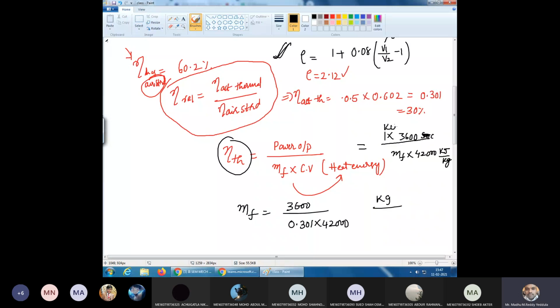So the units we are getting are kg per kilowatt hour. This is the mass of fuel required in order to generate 1 kilowatt hour of energy. Okay, so always we can calculate heat input, which is nothing but mass of fuel multiplied by its calorific value.